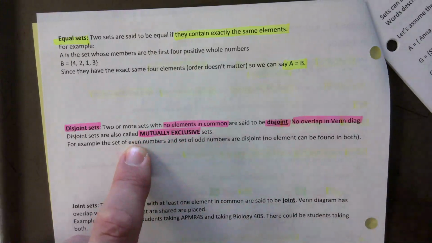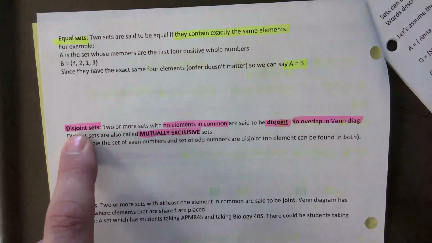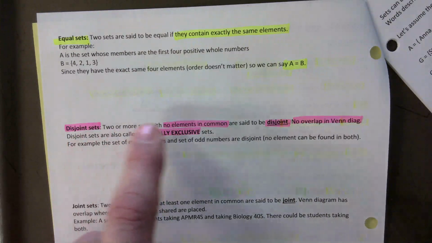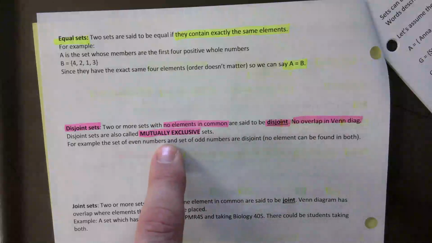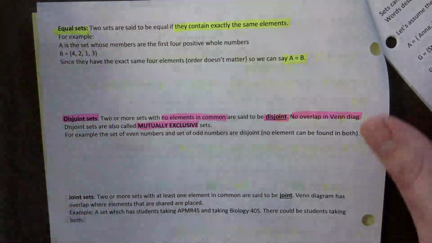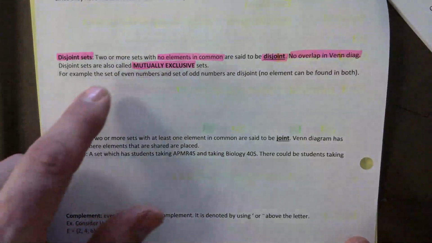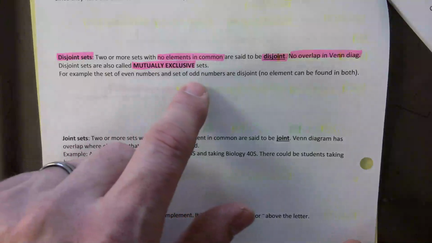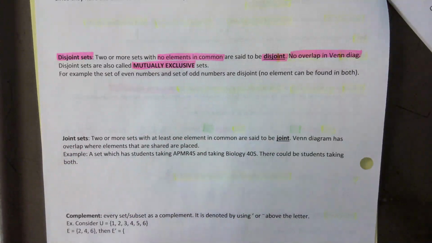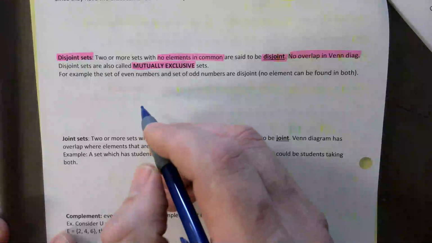Please have these terms on your study sheet, and just have the little things that I've highlighted. Just have them present there. Okay. For example, the set of even numbers and the set of odd numbers are disjoint. There's no element that can be found in both.